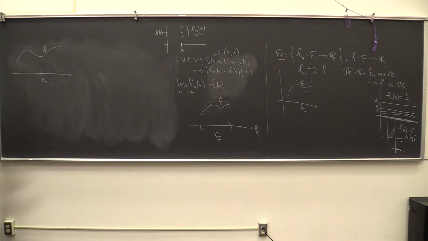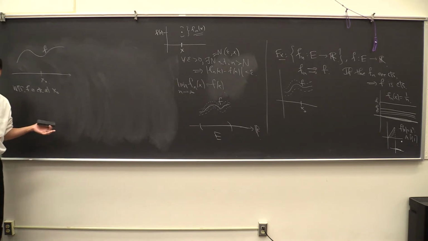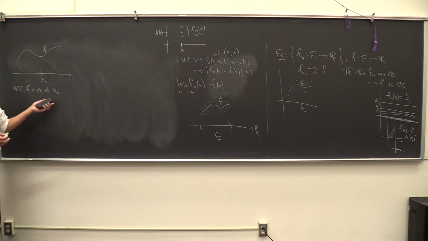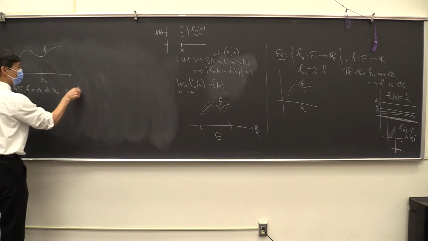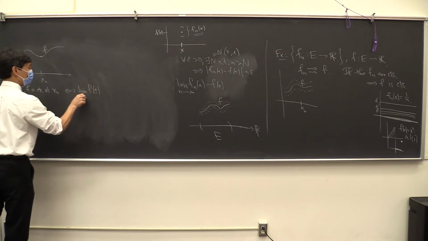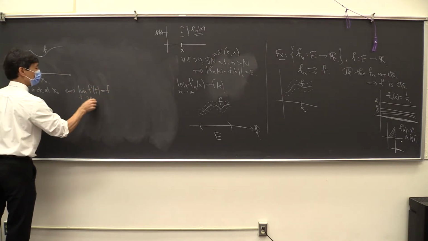Okay, let's try and work on this together. So first off, what do we want to show? We want to show that f is continuous at some arbitrary point x naught. So what does that mean? Somebody tell me the definition of continuity. What does continuity mean? Eric. The limit as t approaches x naught of f of t equals f of x naught.